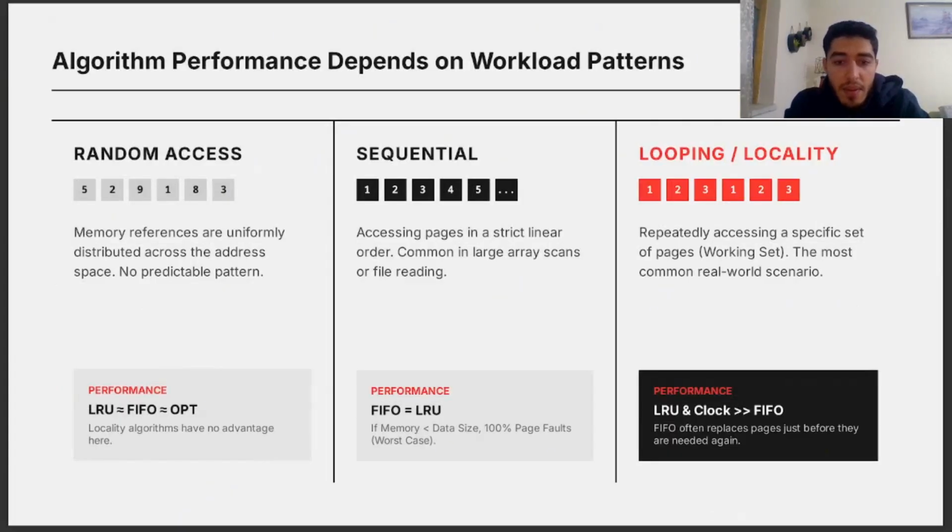In the next slide, we have the comparison between different algorithms. In random access, most algorithms perform almost the same. In sequential access, the first in, first out algorithm and the least recently used behave similarly and can be very slow. In looping access, the least recently used and clock perform much better than first in, first out because they keep the working pages in memory.